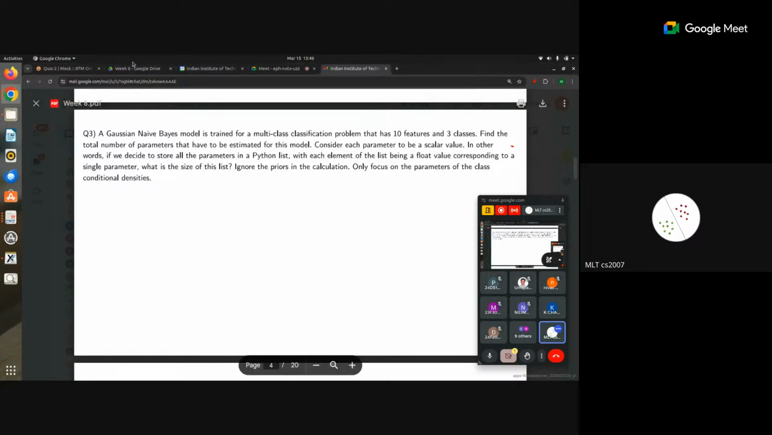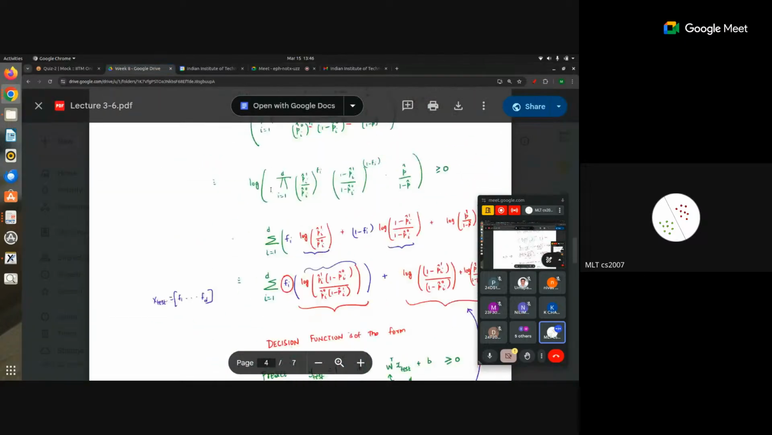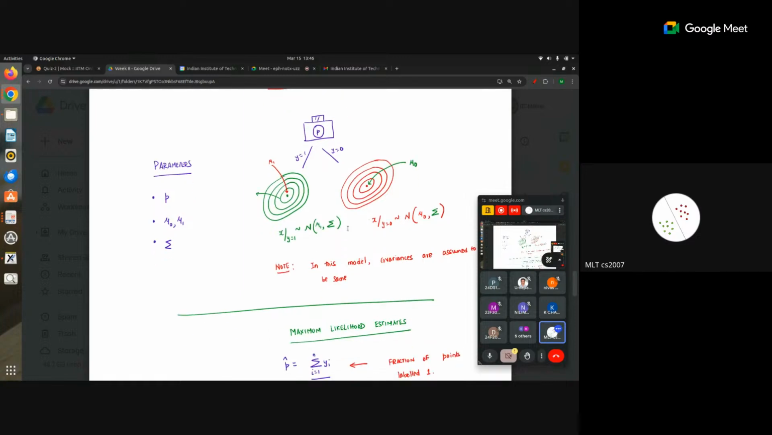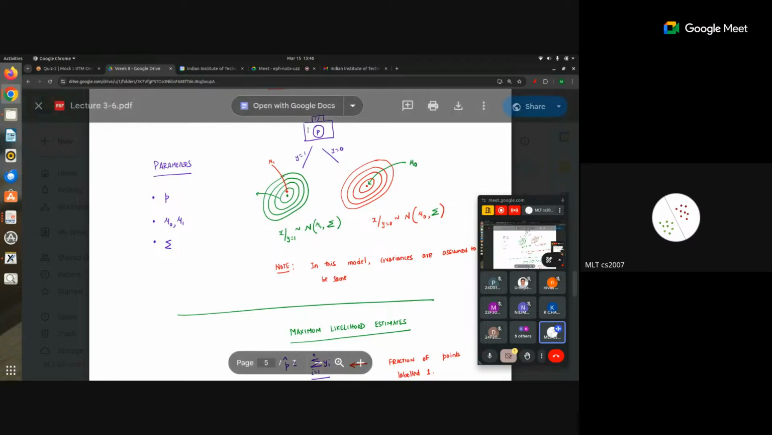Okay, I think we will go through this once more. Right? This was the case, right? In the Gaussian model, if you have two classes, y1 and y0, you will have one mu1 and one mu0, and you have the corresponding covariance matrix, right? So you need 10 here, you need 10 here, plus you need this 2 and plus this 2.